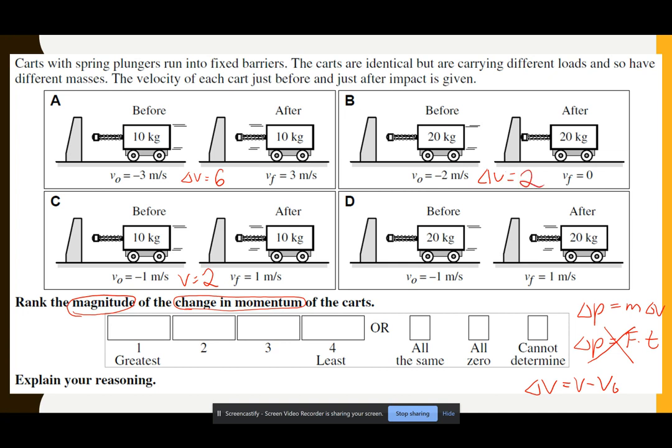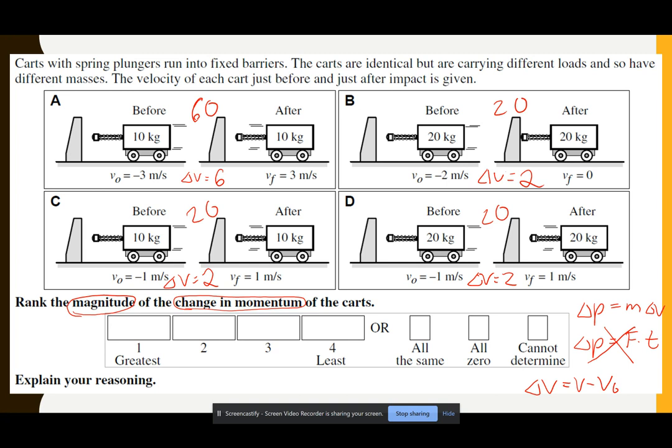So then you have a 1 minus a negative 1 again. So our change in velocity should be 2. There we go. So we have our change in velocity, and we have our mass. So you just do mass times change in velocity. So your momentum would be 60, 20, 20, 20.